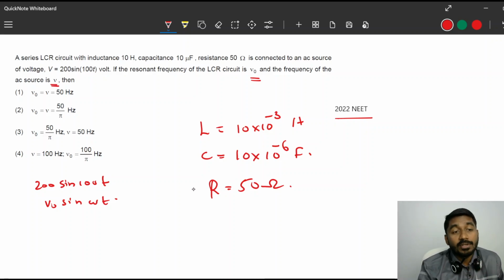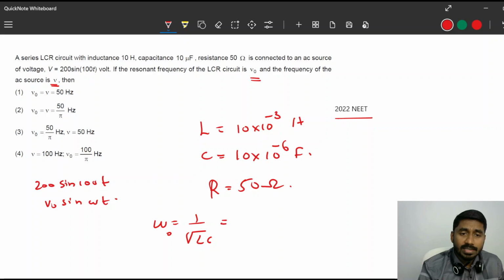so first of all, we need to find the resonant frequency. We know that resonant frequency omega0 is equal to 1 by root LC. What is the resonant frequency? Here we can directly get it from 1 by root of 10 raised to, what is L? 10 into 10 raised to minus 3, 10 raised to minus 2 into, what is this answer?